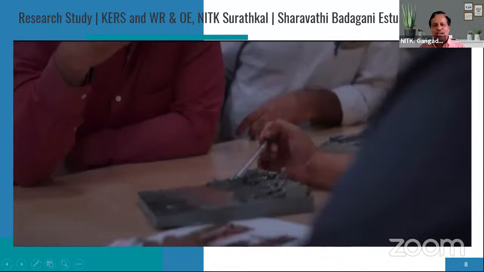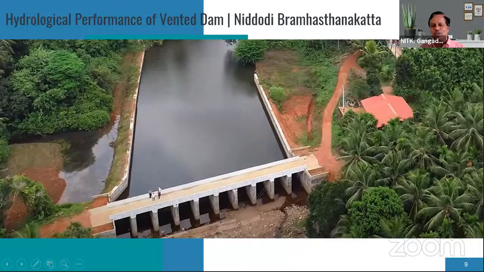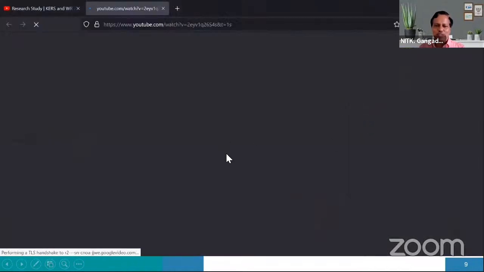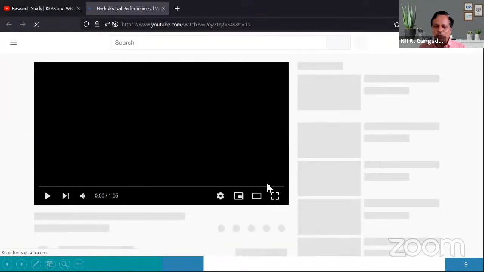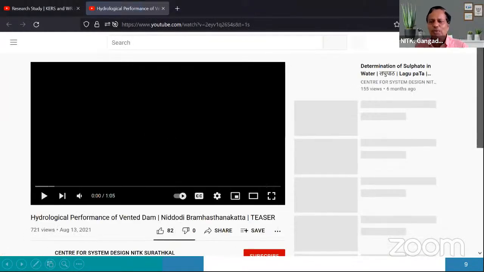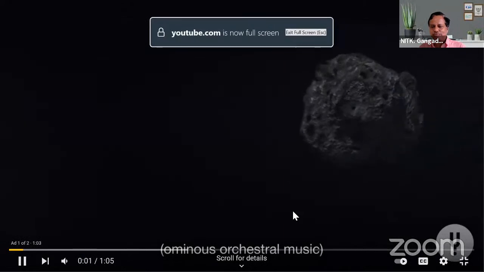So let us see another area we looked at, which is the hydrological performance of the Vended Dam. This again we have made the students use all the technology available in NIDK to make sure that they implement most of the things.